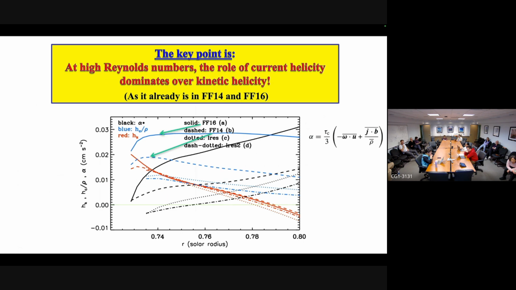What I really want to infer here is, because of this formula and because of our simulation and hierarchy simulation, what I want to analyze is actually at high Reynolds numbers, where the role of current helicity dominates over the kinetic helicity, as it already does in these two papers' simulations, and of course also in the high case in Hideaki-san's simulation.